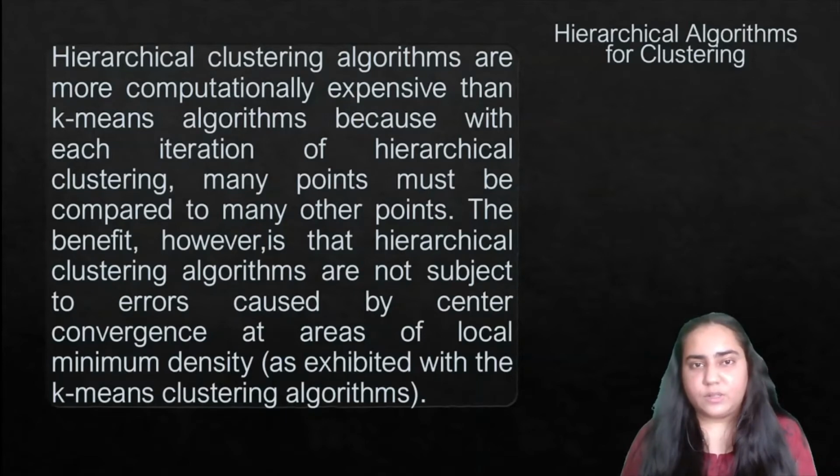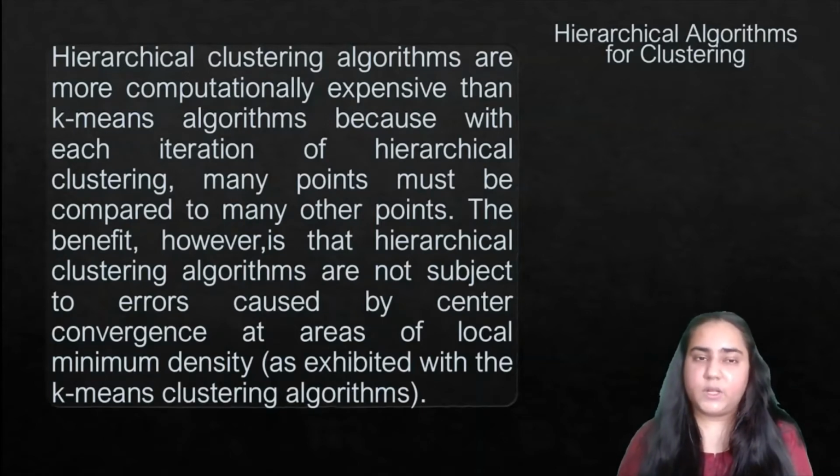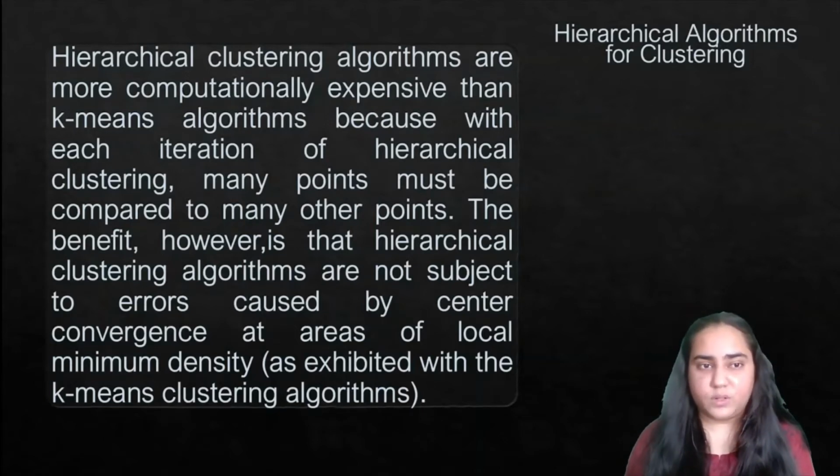So hierarchical algorithms are more expensive because in k-means you're not trying to compare one point with every other point. You're just trying to compare one point with essentially the centroid, and see if that point is closer to this centroid or that centroid, and classify or cluster your data. But in hierarchical, you have to compare one point with all other points, and that's why it is expensive.